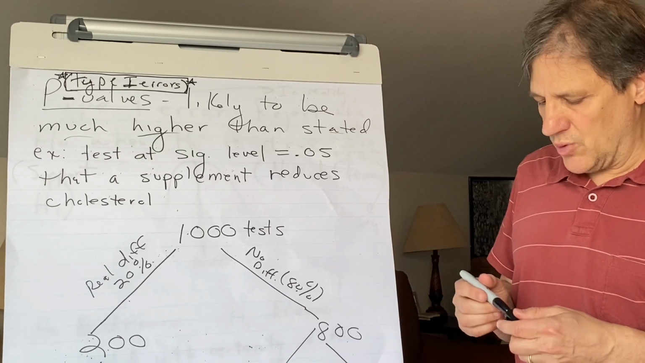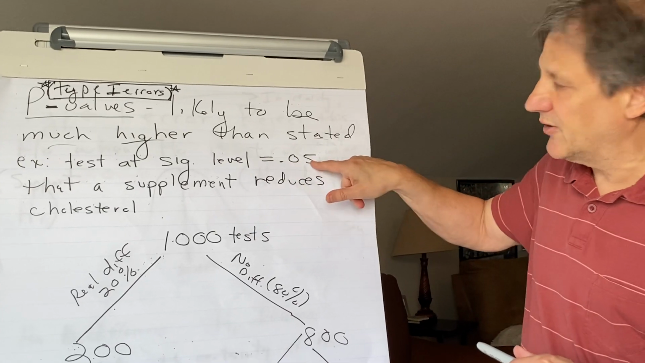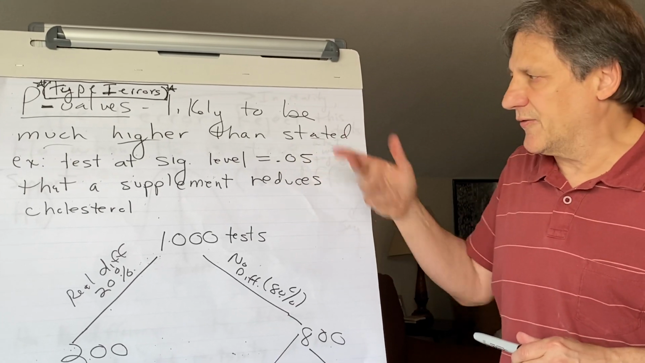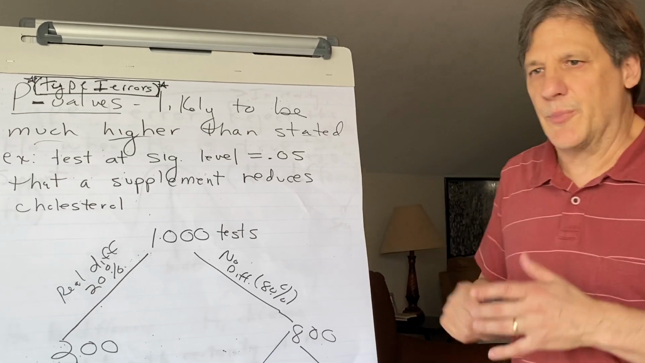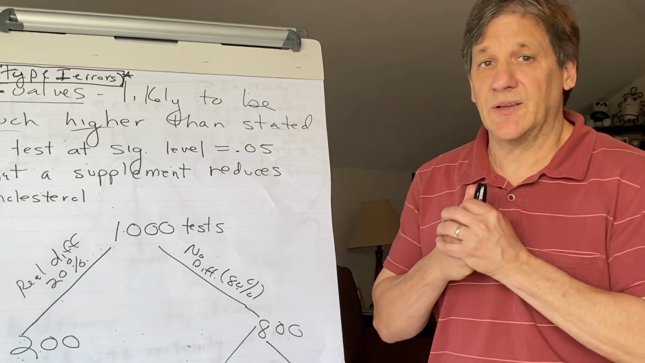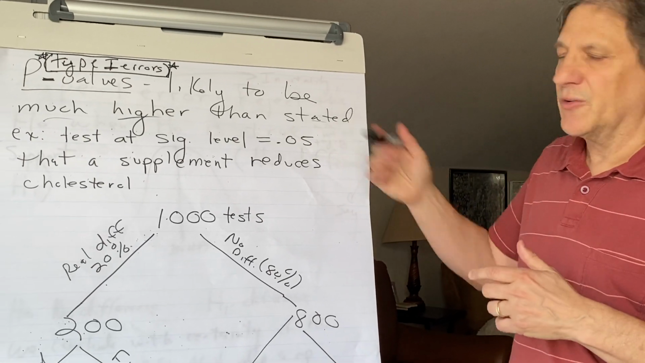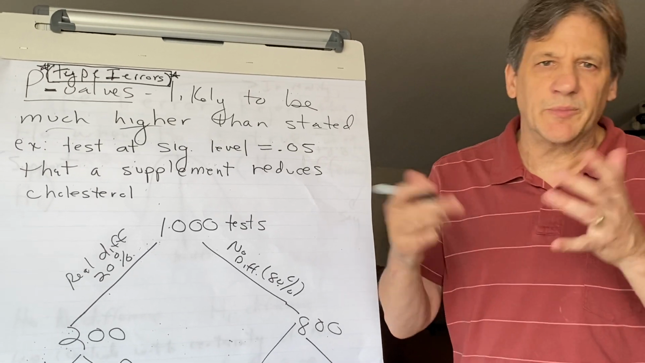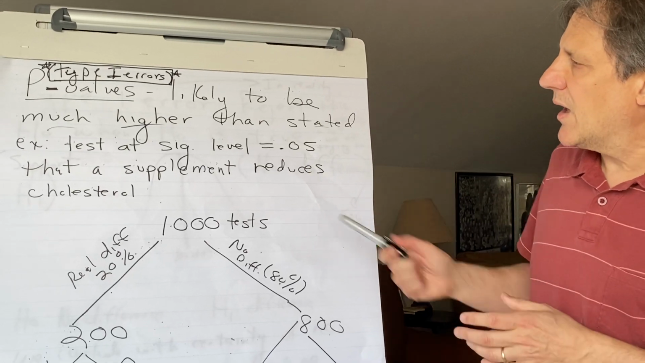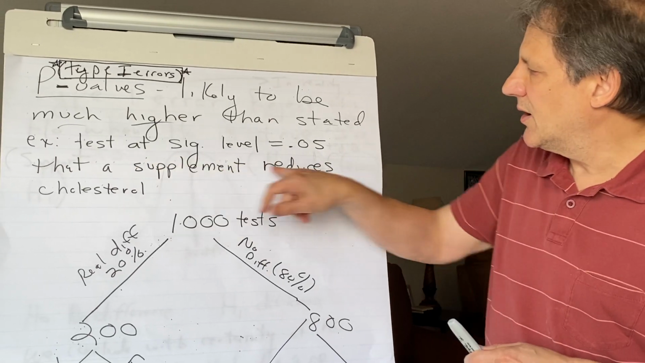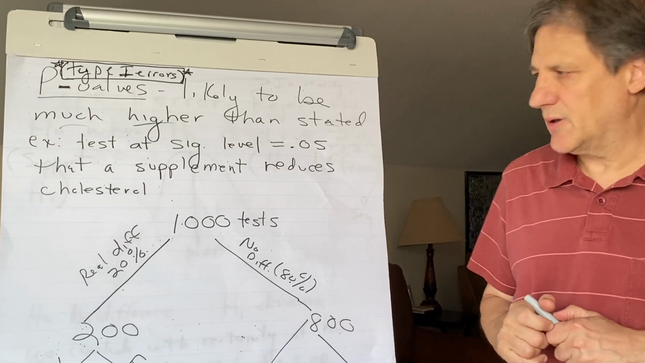So let's just say we are testing at a significance level of 0.05, right? Again, for those of you familiar with hypothesis testing, a significance level, sometimes represented by the Greek letter alpha, very often is 0.05, sometimes we have 0.01, sometimes 0.10. And we're going to test that a supplement reduces cholesterol, okay?